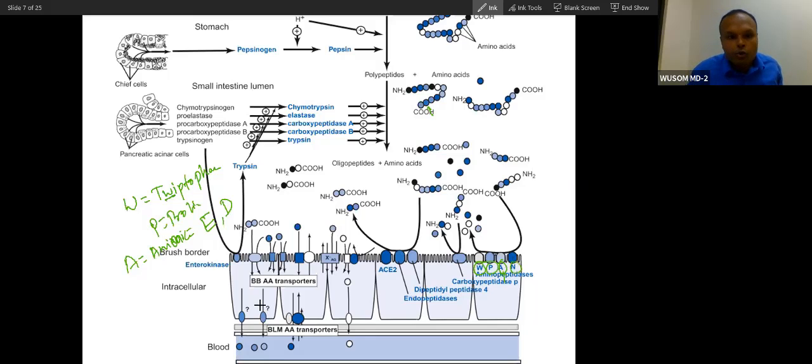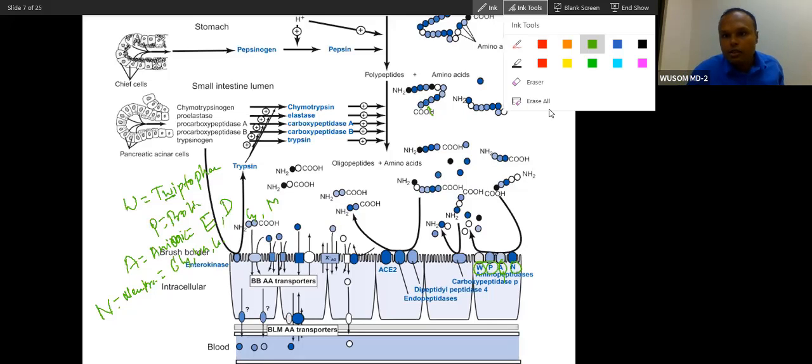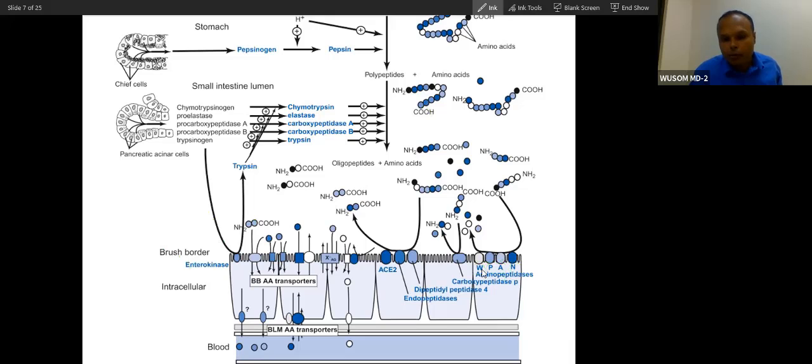N is for neutral. What are neutral amino acids? Many neutral amino acids are there. Glycine, valine, leucine, isoleucine, the sulfur-containing amino acid cysteine, then methionine. These are all neutral amino acids. So this neutral aminopeptidase will act here, if a neutral amino acid is present. That is the significance of the presence of these 4 types of aminopeptidases.